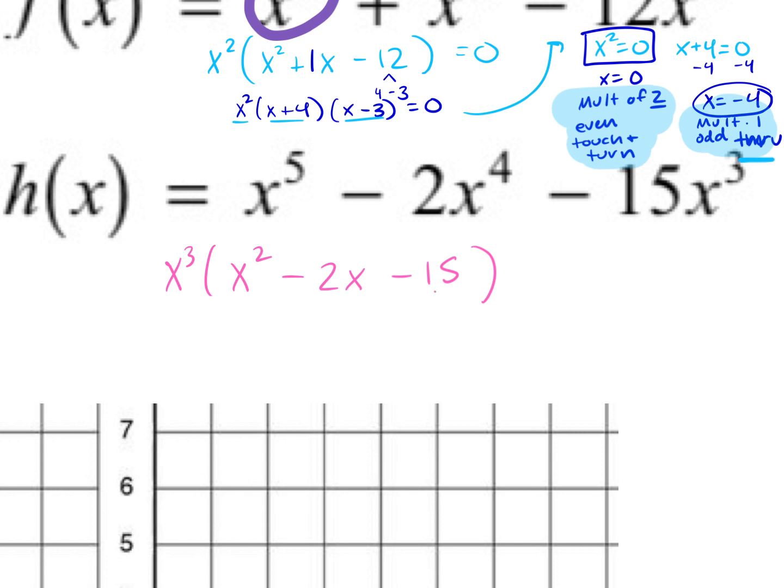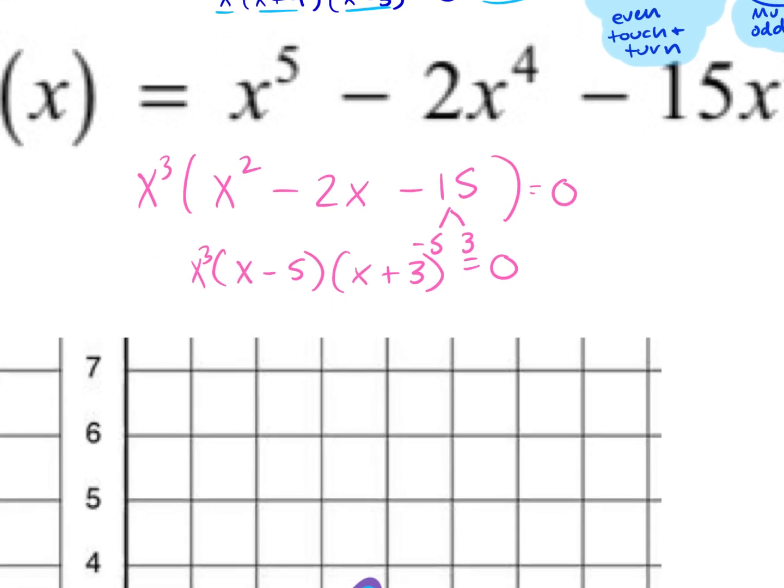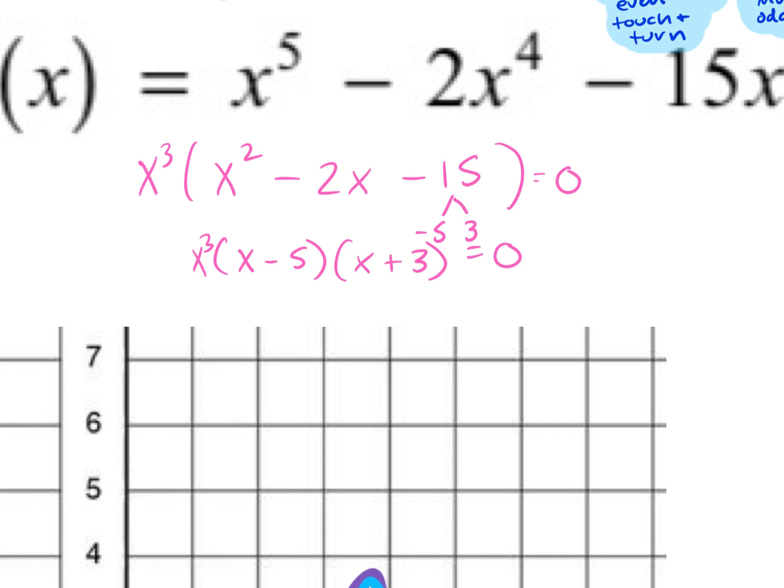Now let's see if we can factor more. Do I have 2 factors of -15 that add to -2? -5 and 3. Perfect. So this would break down into x minus 5 and x plus 3. What would I do next? Set them all equal to 0. So I have x cubed is equal to 0, x minus 5 is equal to 0, and x plus 3 is equal to 0.